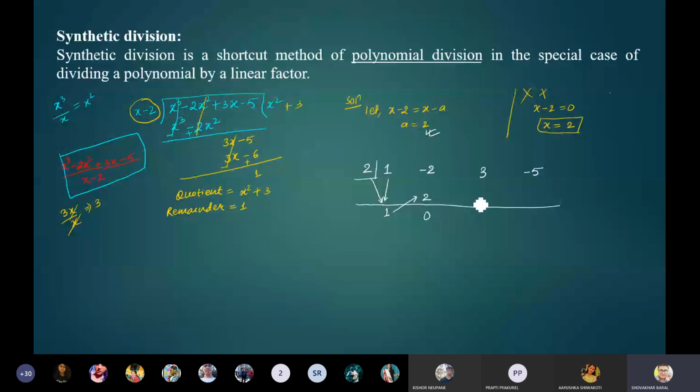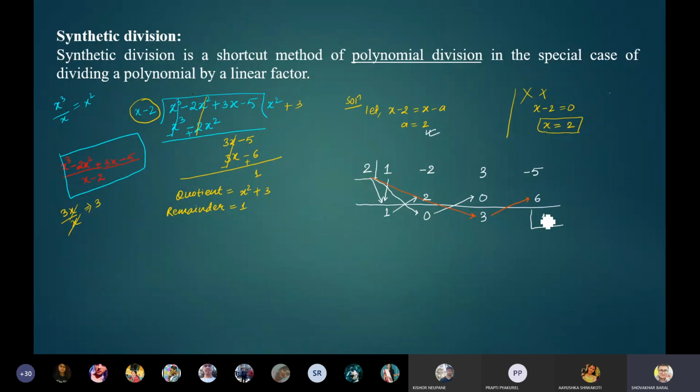And then again 2 times 0 is 0. Again add these two terms, 3 and 0. It will be 3. Actually, I multiplied this 2 and 0 and I have written the product here. I'll repeat the same process again. 2 times 3 is 6. You need to multiply these two terms and write the product here. So now again add these two terms. 6 plus minus 5 is equal to 1. Okay, we are almost complete with the process now.